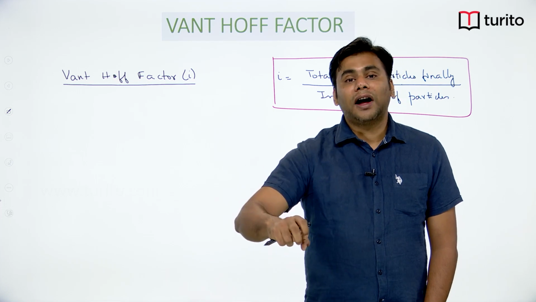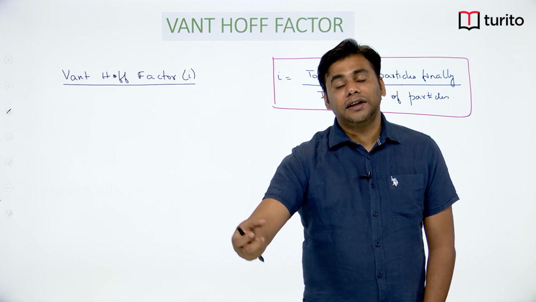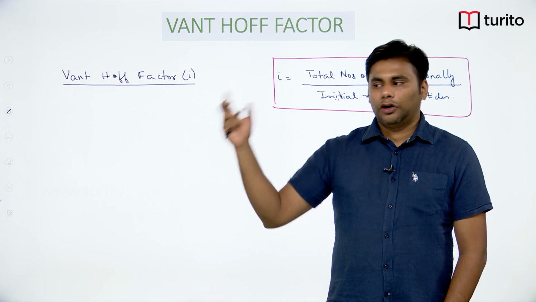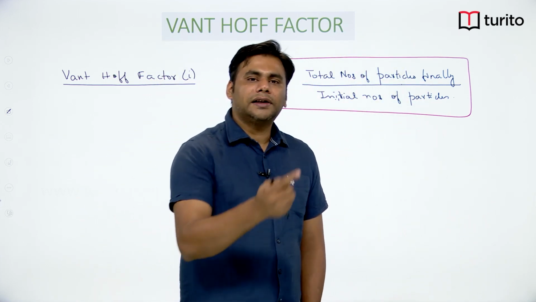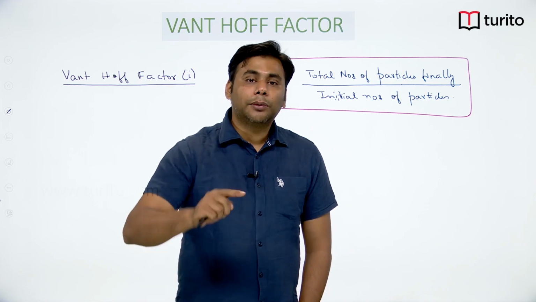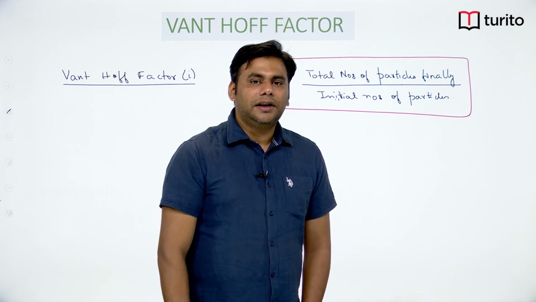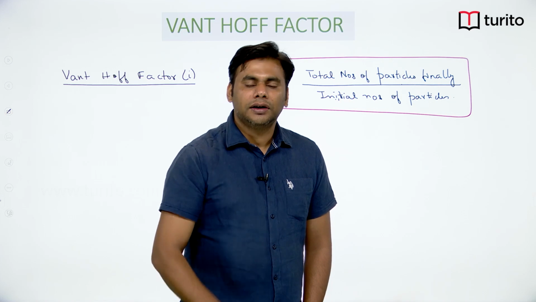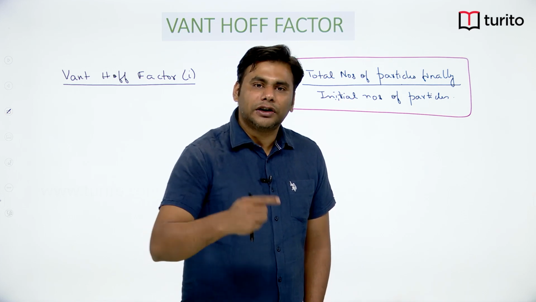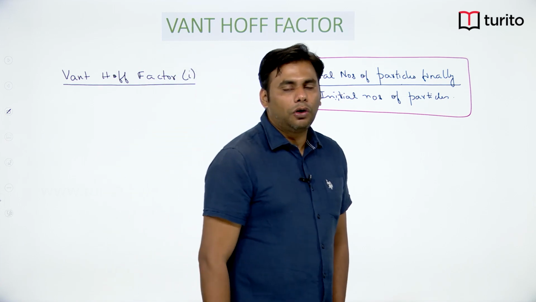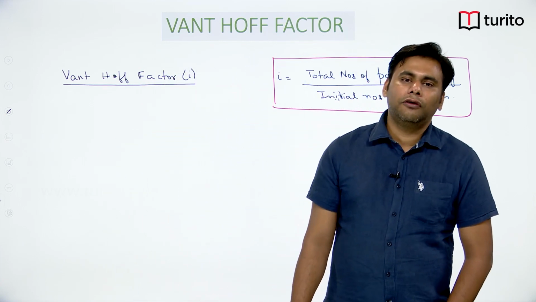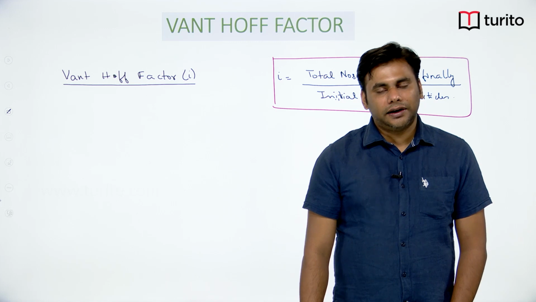So the number of particles that we added increased in the solution. From outside we are adding only one particle, but inside the solution now there are two particles, that is a cation and an anion. So the number of particles in the solvent or in the solution increases, due to which the colligative property will also change, because colligative property always depends upon the number of particles rather than the nature of particles.